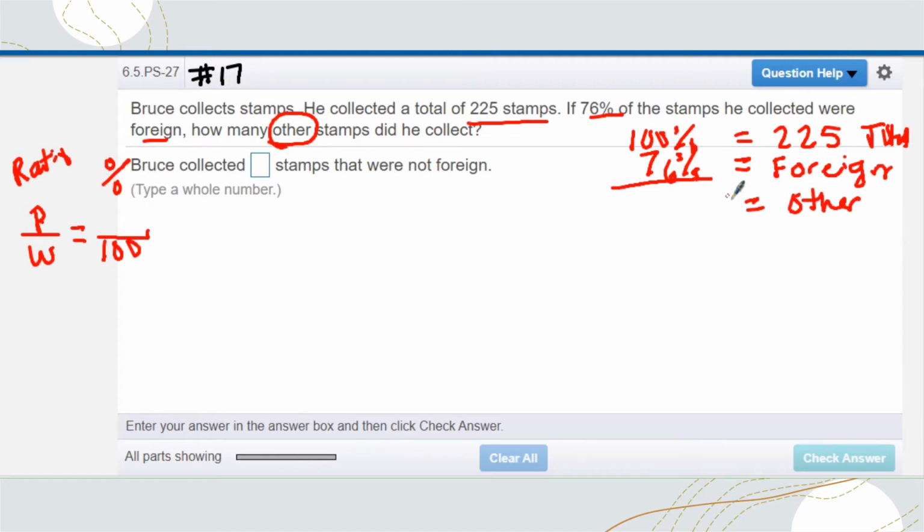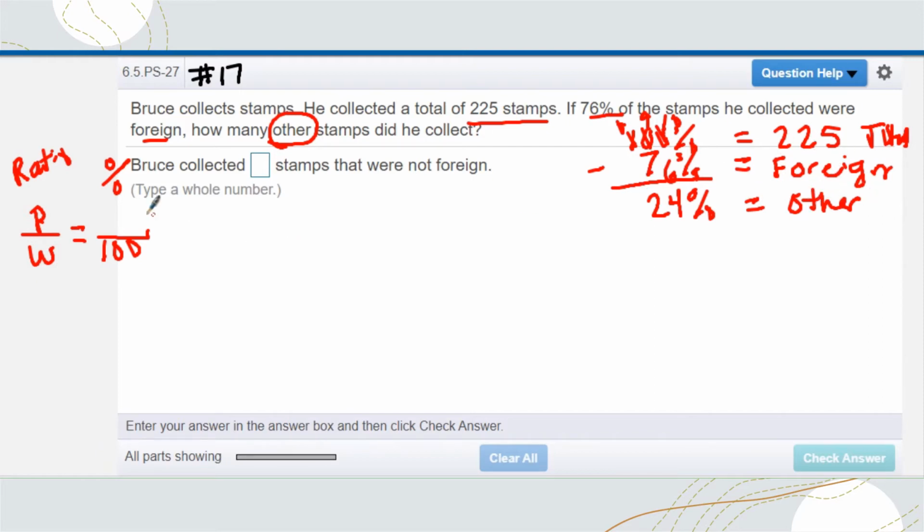So it is part to whole. So basically this will be the percentage, because the terms are going to stay the same. So if we subtract this, we have to borrow, this becomes a 10, then a 9, this becomes a 10. So we'll have a total of 24% is equivalent to other stamps.